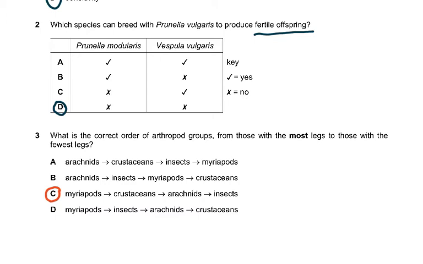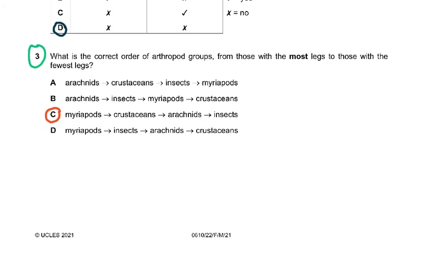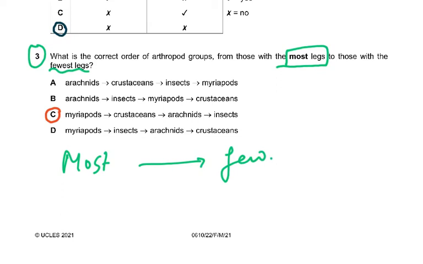Then coming on to question number 3, what is the correct order of arthropod groups from those with the most legs to those with the fewest legs? So it will be most here and fewest here. Now the answer to that, you've got to memorize this, it was myriapods, crustaceans, arachnids, and insects. So this is the order in which they have the most legs to the fewest legs.